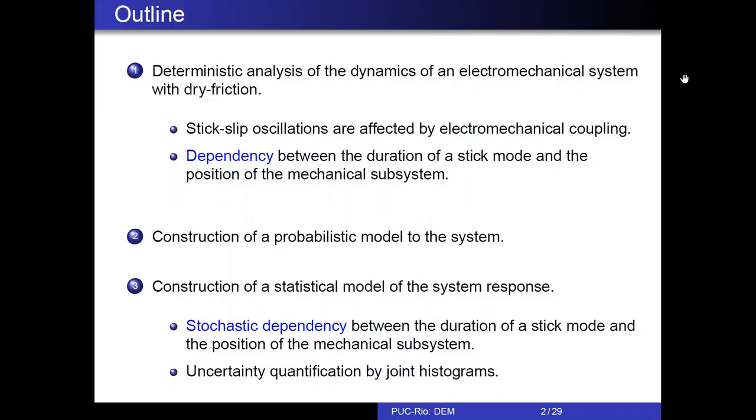In this model, we are interested in the analysis of the stochastic dependence between the duration of the stick modes and the position of the mechanical subsystem of the electromechanical system. This way, in the deterministic analysis, we verify the deterministic dependence between these two variables. After, we analyze the stochastic dependence between them. To quantify the uncertainties in the system response, that is, to quantify the stochastic dependence, we use joint histograms.